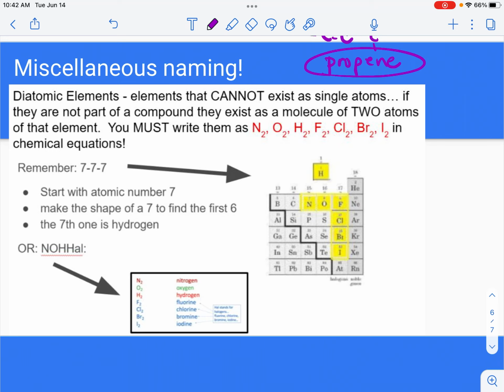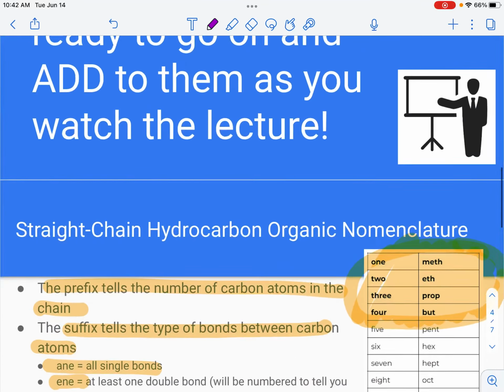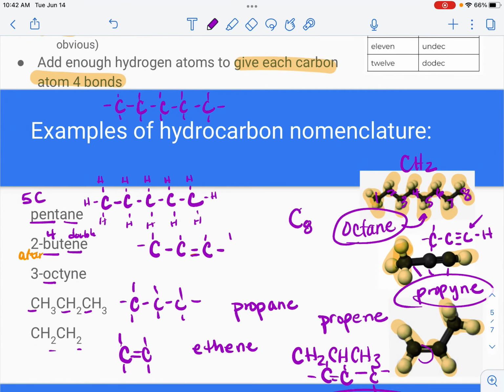This is review, so hopefully you already know this. There's a couple different ways to remember it. BrINClHOF. That gives you all 7 of them right there. Or you can say know-how, like so. Or I do 7, 7, 7. So I start with number 7, make the shape of a 7, and the 7th one is hydrogen. Okay, but these are definitely things that you need to memorize. All right. So there's your organic naming and your miscellaneous stuff, and this concludes topic 3. Now we're ready to use it in topic 4.